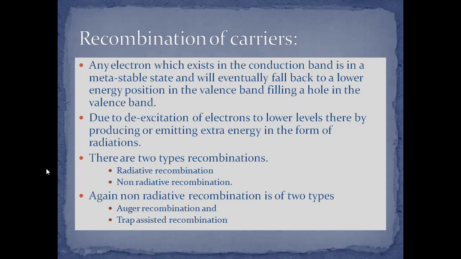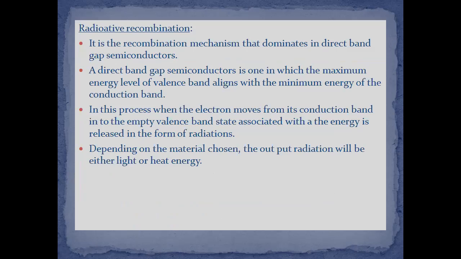This recombination is of two types: radiative recombination and non-radiative recombination. Non-radiative recombination is of two types: Auger recombination and trap assisted recombination. First of all, radiative recombination. This recombination mechanism dominates more in direct bandgap semiconductors than in indirect bandgap semiconductors.